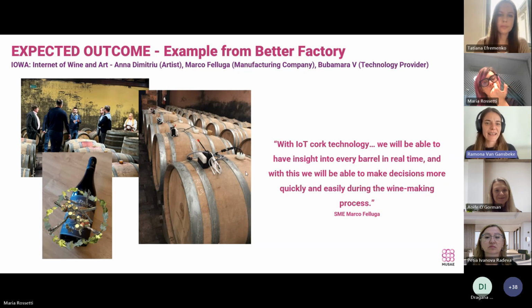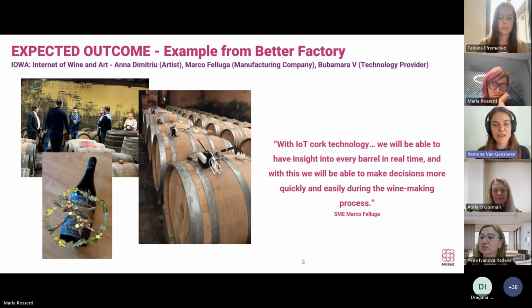It's a collaboration between the artist Anna Dimitriou, Marco Felugua, a manufacturing company or a wine manufacturer, and Buba Mara as a technology provider. And they are developing together an IoT cork. So on the one hand, they are doing material research on how the waste material of the wine production could help in producing recycled corks. And then you have the IoT or the digital cork that will actually provide a lot of insights into the whole production process of winemaking, but also provides data for the artist to create an e-label instead of a paper label.